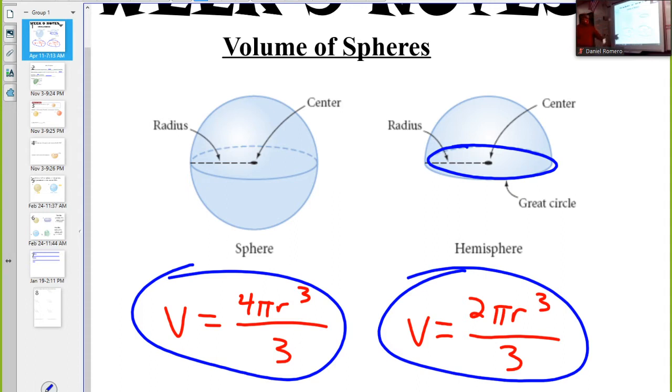The radius, very good. The only other real issue I have here is people that don't know where to find their cubes in the calculator. Make sure you know where to find the cube button. Exponent button. Okay.